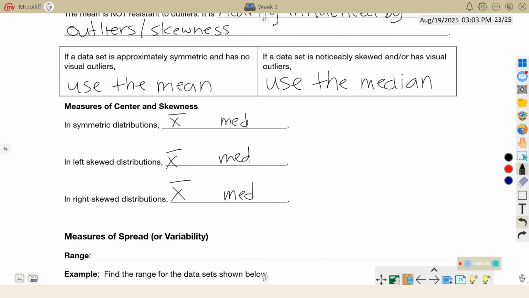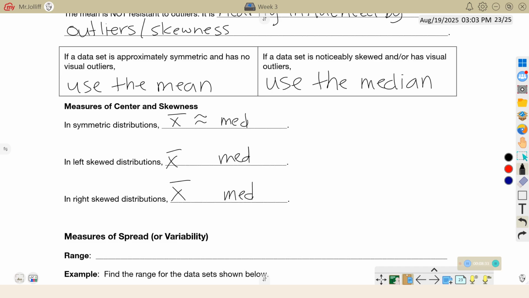How do they relate? So for the first line, it says in symmetric distributions. So for example, our normal distribution, which looks like a bell-shaped curve with its peak in the middle. Most of my data is here, short tails on either side. My mean and my median should be approximately equal.